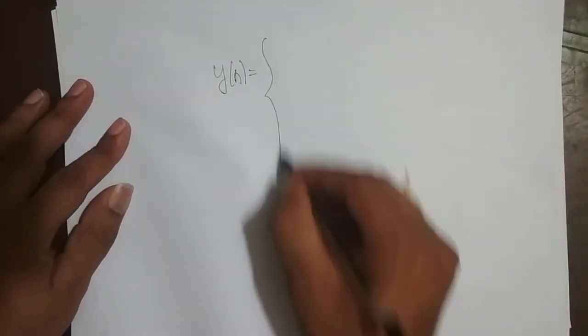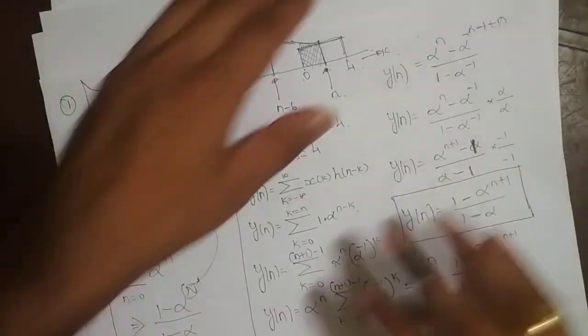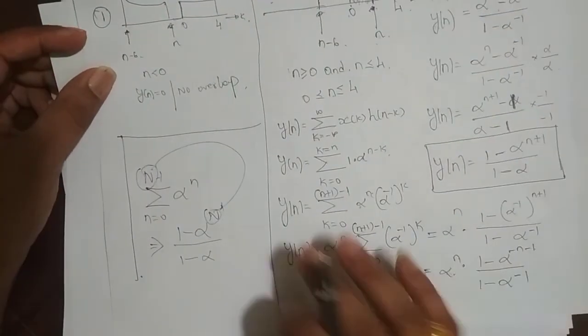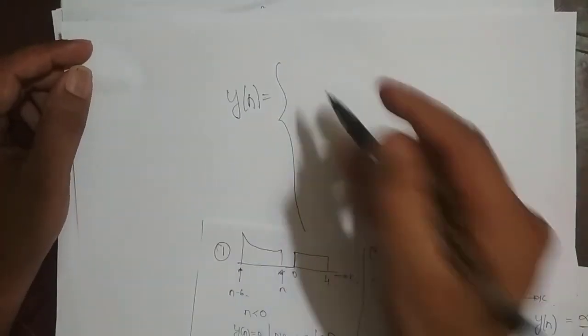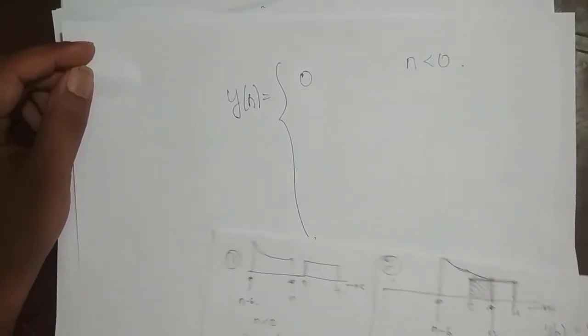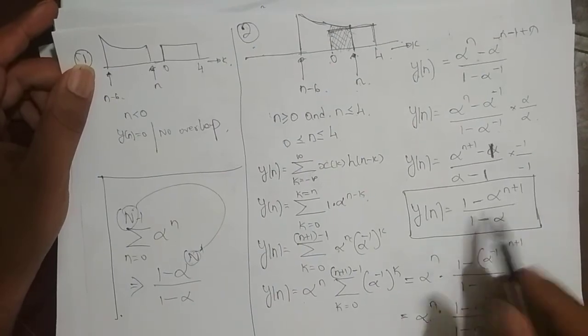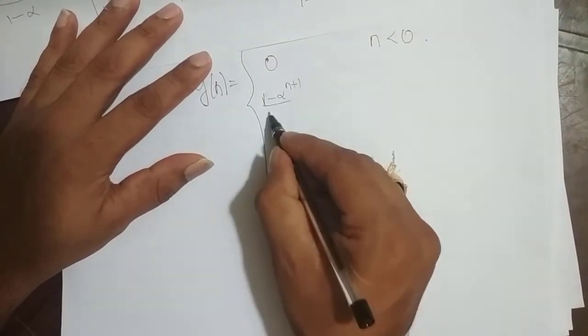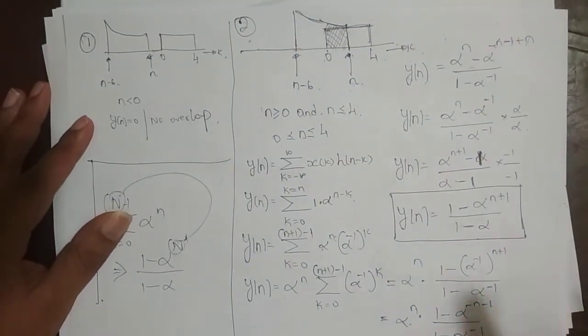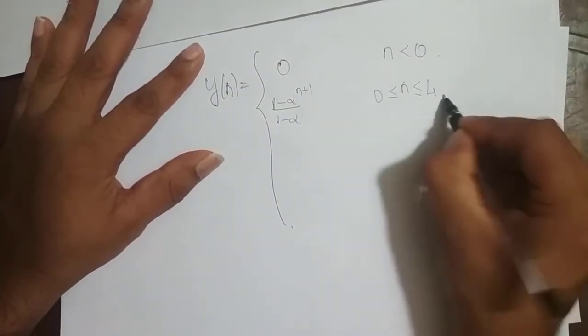So I need to write the output equation. For case 1, y of n is 0 for n less than 0, right? This is for case 1. For case 2, what is the equation? This equation, which is 1 minus alpha power n plus 1 whole divided by 1 minus alpha. And what is the condition for n? For n in between 0 and 4. This is for case 2, right?